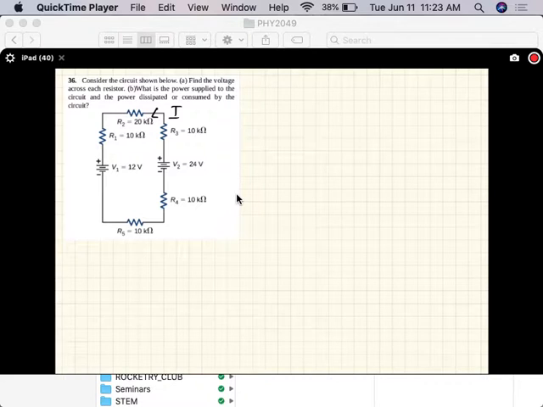Find the voltage across each resistor. Okay, so what we're going to do is use Kirchhoff's second rule. Here's a closed loop. That means the voltage across each element will add up to 0 around the loop. Kirchhoff's second rule says the voltage across each element around the closed loop should add up to 0.